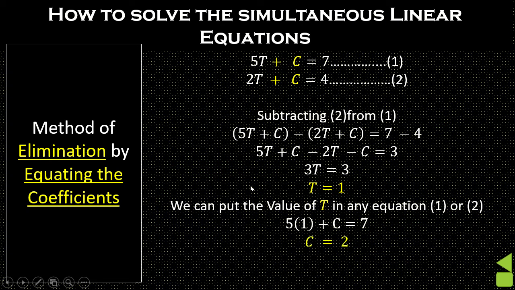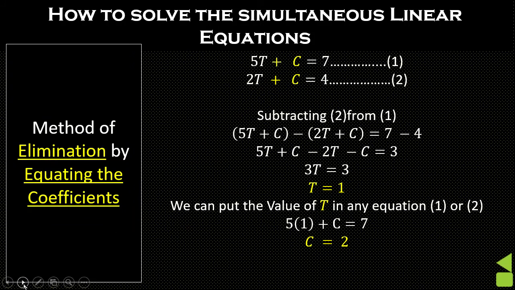So solving the equations always means finding the values of the variables. If we solve these equations, we get the values of the variables t and c, and the values are 1 and 2. So what is the main basic thing we are finding here? If the variable has the same coefficient and the signs are also the same, we will subtract the equations to cancel the variables.